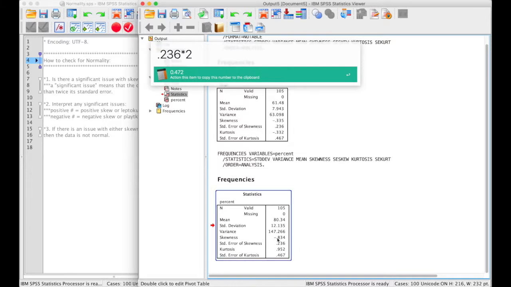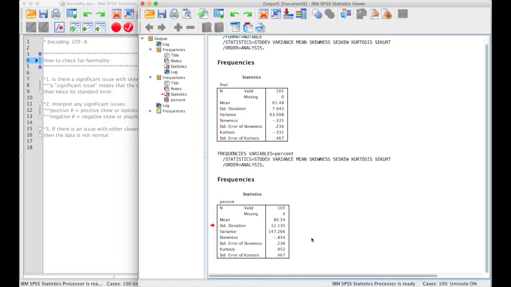And then we can look at kurtosis at the bottom. We take the standard error of kurtosis and we times it by 2 to get 0.934. In this case, the coefficient is larger than twice its standard error, so there's also an issue with kurtosis.